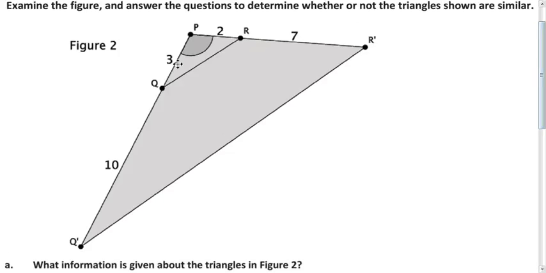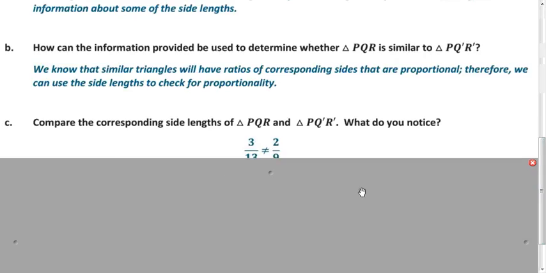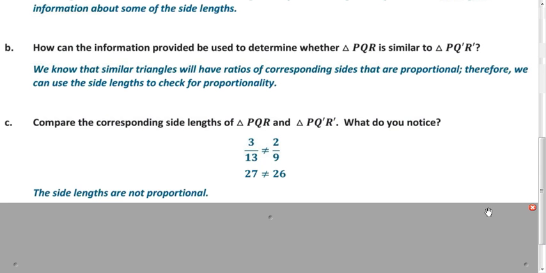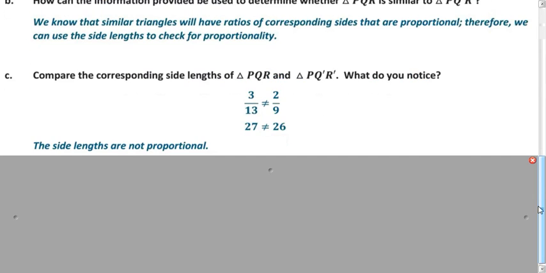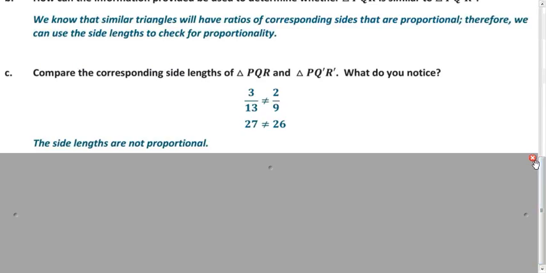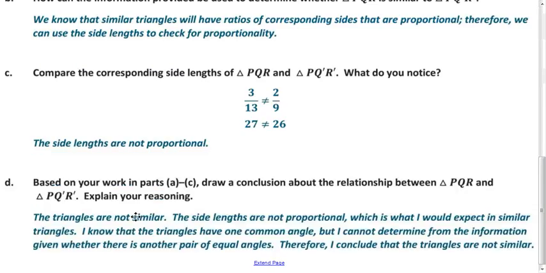So we could look at 3 to 13, 2 to 9. Are those two ratios equal? No. You cross product and those are not the same number. So the side lengths aren't proportional. So you know that QR is not parallel to Q'R' by the side splitter theorem. So those corresponding angles are not congruent. So we can't use the same reasoning as we did in the previous problem. The side lengths aren't proportional, and that would have to be true if we did have similar triangles.